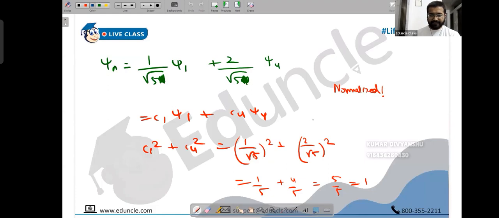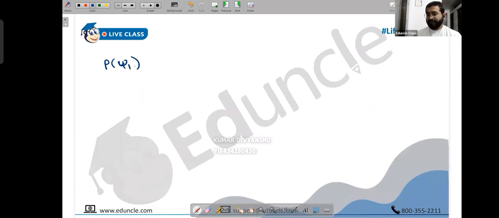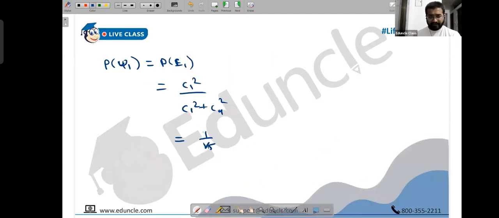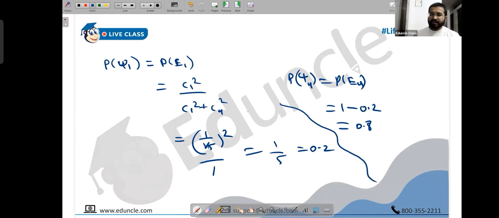Now let's calculate probability, people. Tell me if you're writing. Okay. Let's calculate probability that energy will land in E1. So that would be C1 square upon C1 square plus C4 square. So that's 1 upon root 5 square. Denominator is already 1. So this is 1 by 5, which is 0.2. So automatically the answer of P psi 4, the second one, or probability of energy E4: there are 2 energies, you can directly write 1 minus 0.2. Okay, 0.8. Or you can also use C4 square upon C1 square plus C4 square.